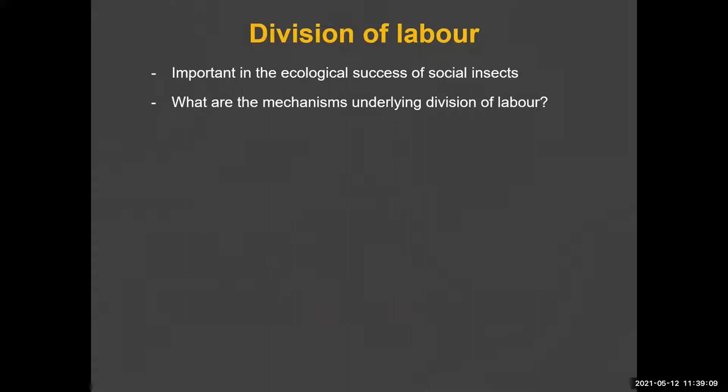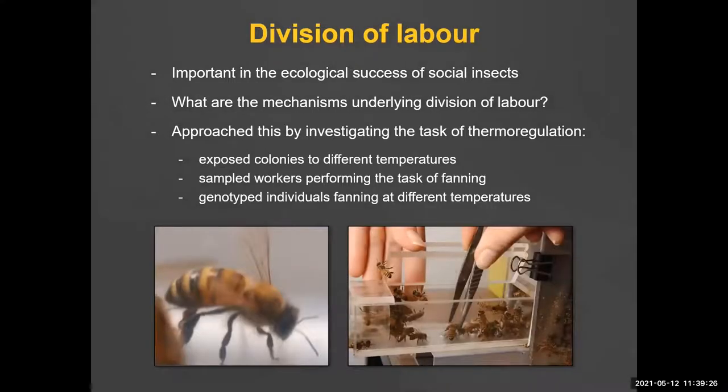We know that division of labor is very important in the ecological success of social insects, and I've been very interested in this topic since the beginning of my academic career. For example, back in my PhD, I wanted to investigate further what are the mechanisms underlying division of labor. So in order to do this, I investigated the task of thermoregulation, so the heating and cooling of the colony. In particular, I was looking at the cooling of the colony. And one specific task to do this is fanning. In this task, as you can see what this worker is doing on the left-hand side, workers stand stationary at the entrance to the colony and fan their wings to drive warm air out.